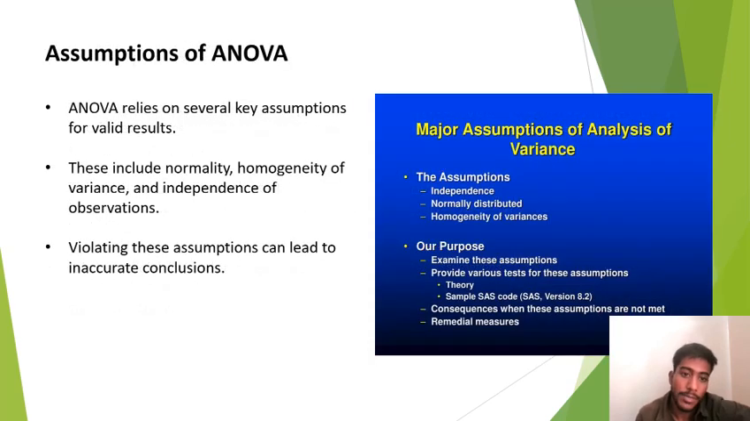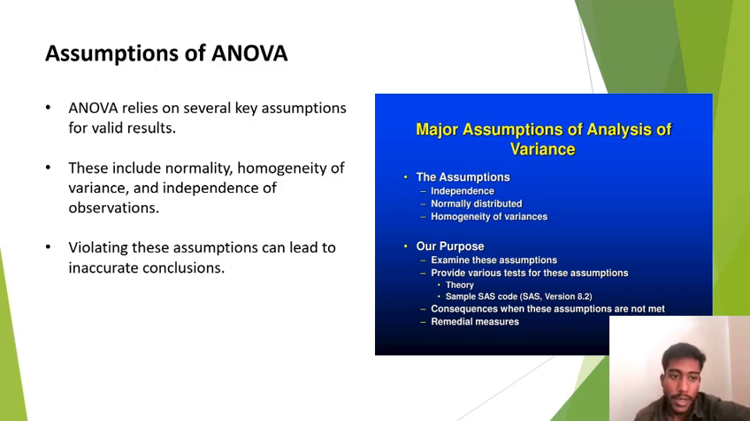So next is assumptions of ANOVA. ANOVA relies on several key assumptions for valid results. These include normality, homogeneity of variance, and independence of observations. Violating these assumptions can lead to inaccurate conclusions. So, what are the assumptions? We can know them in detail. They are independence, normally distributed, and homogeneity of variances, and there are various tests provided to examine these assumptions.